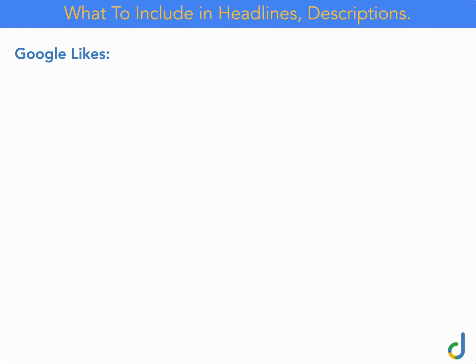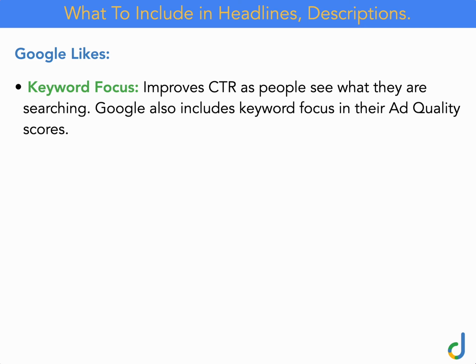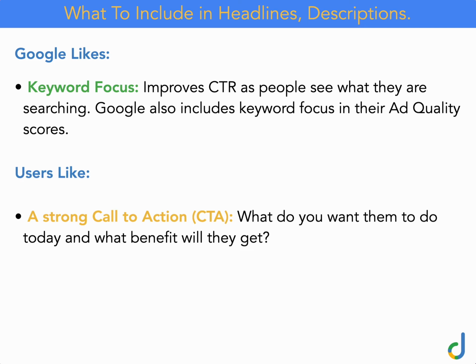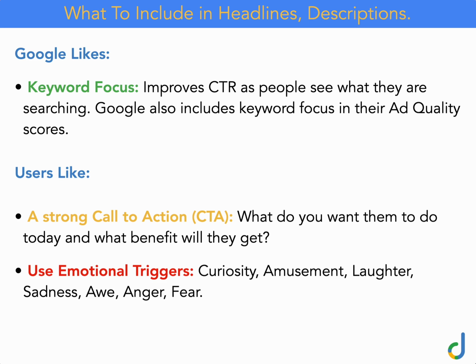So the way that I break this down is that Google likes your keyword focus, whereas users like a strong call to action. Remember what I said, what do you want them to do today and what benefit will they get? So you're basically giving them a reason. Why should they click on your ad? And then also using emotional triggers around that: curiosity, amusement, laughter.